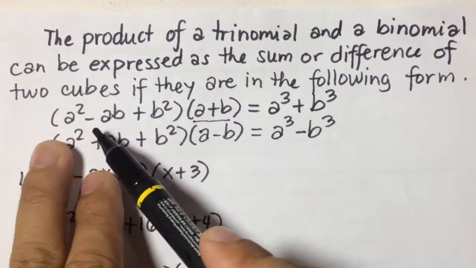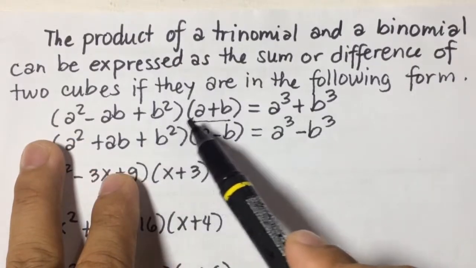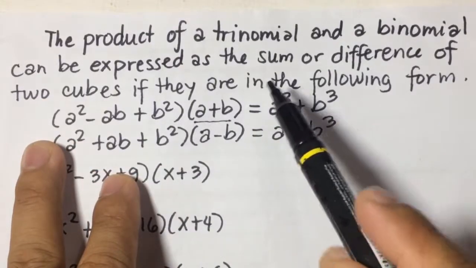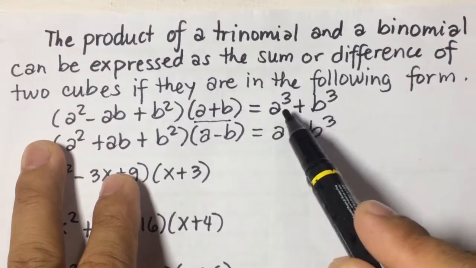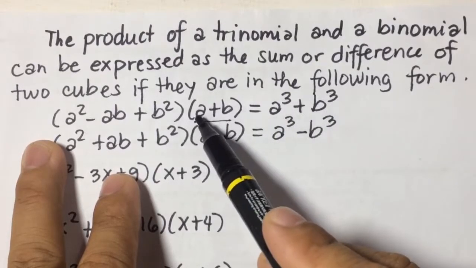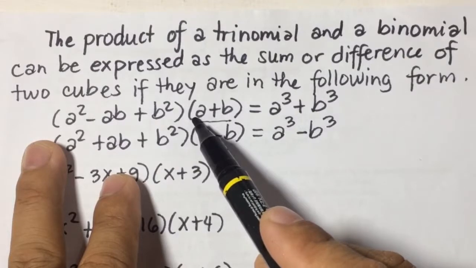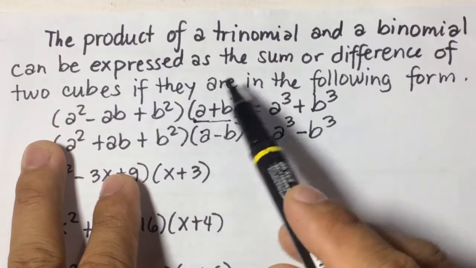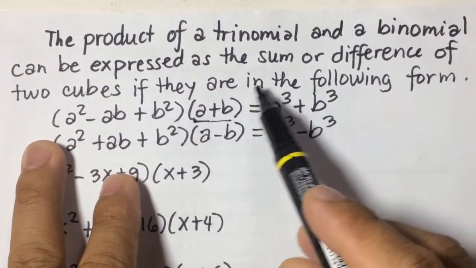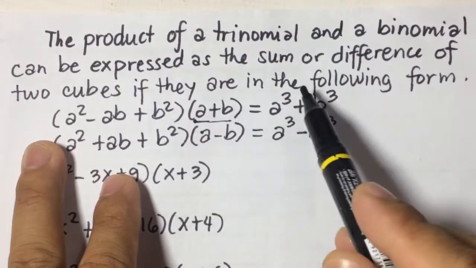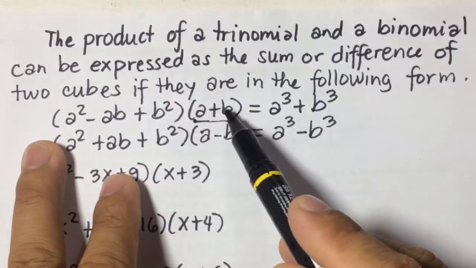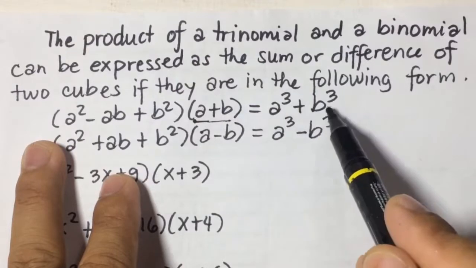Now if you're going to have that pattern or format, you can have your answer simply as a cubed plus b cubed. So you're going to raise the first term of the binomial to the power of 3, or you're going to cube the first term, plus you're going to cube the second term, which is b, so b cubed.